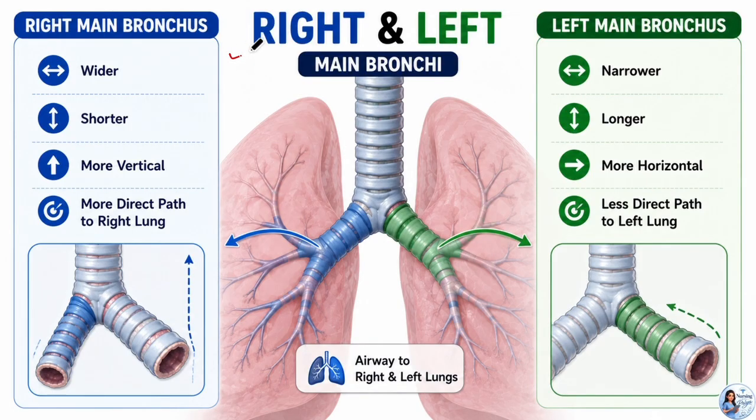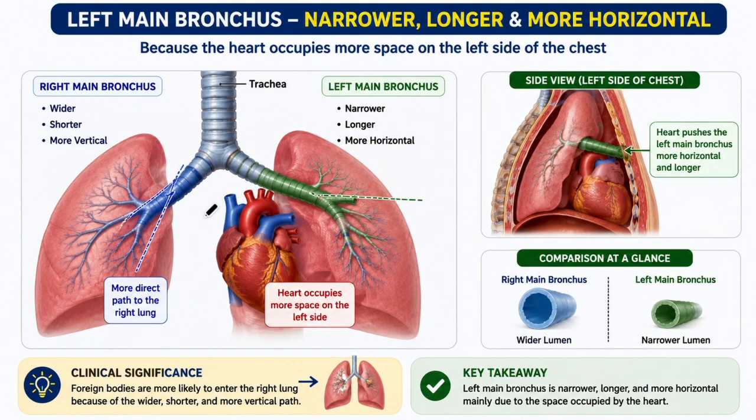Now let's compare the right and left main bronchi. The right main bronchus is wider, shorter, and more vertical because it is almost a straight continuation of the trachea, and it provides a more direct path into the right lung. Whereas on the other hand, the left main bronchus is narrower, longer, and more horizontal. This is mainly because the heart occupies more space on the left side of the chest, which makes the left bronchus more horizontal and longer.